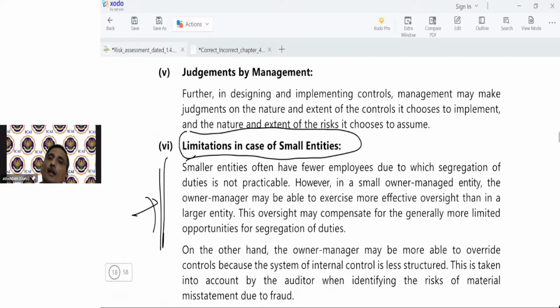So it also has advantages. What is the advantage? Since the owner himself is involved in so many things, everything is within his knowledge. So he is able to exercise tight control over everything. It is his business. He knows that he has to earn his living. He has to grow his business. So he has tight control over everything.